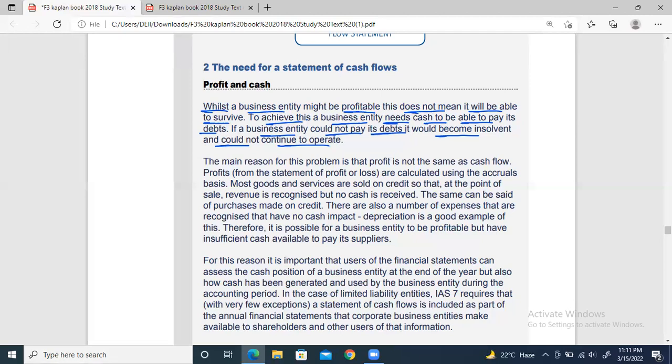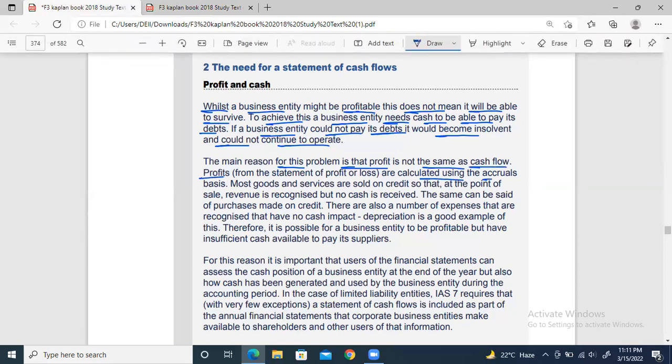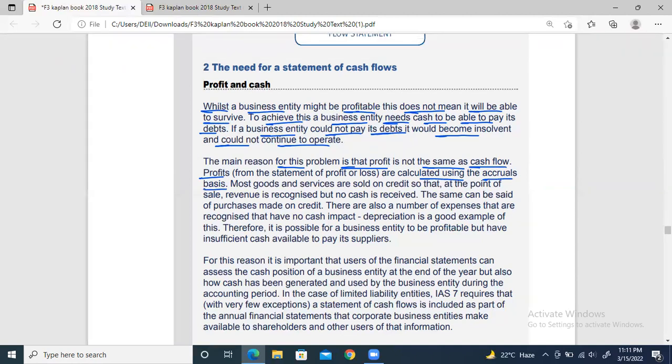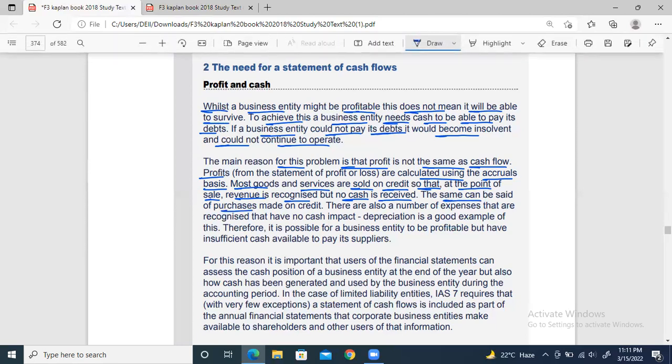Now, the main reason for this problem is that profit is not the same as cash flow. Undoubtedly, that's correct. Profits are calculated using the accruals basis, the basis that we have been studying for every chapter until now. Most goods and services are sold on credit, so at the point of sale, revenue is recognized but no cash is received. This was the example of receivables. That affects the profit, not the cash. The same can be said of purchases made on credit.